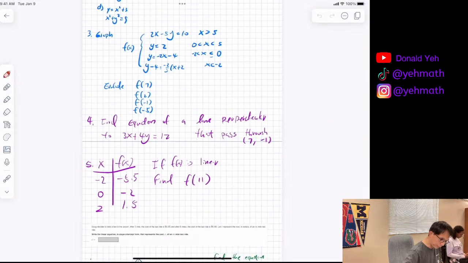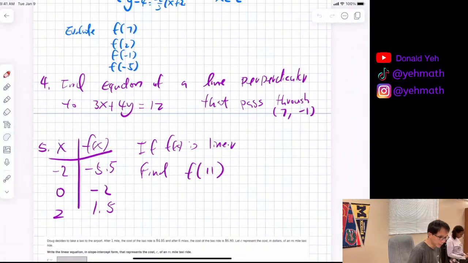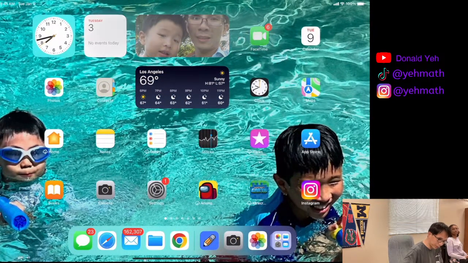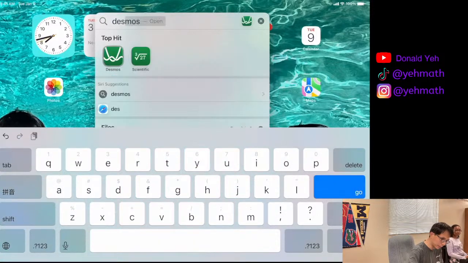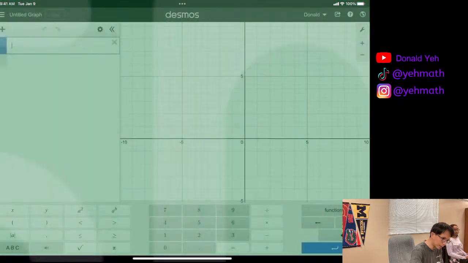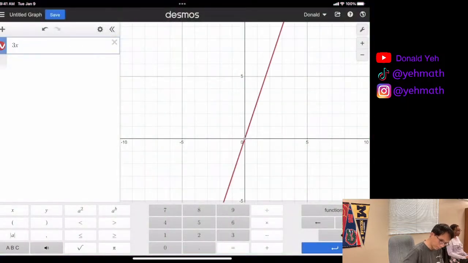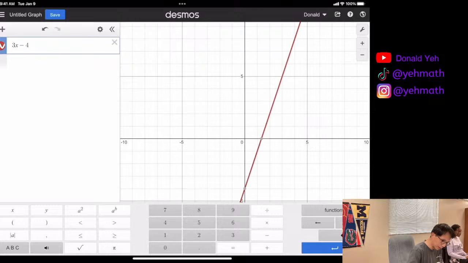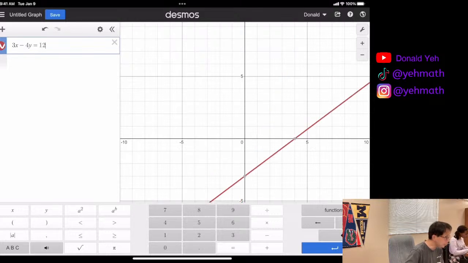So, question 4. A lot of people say find an equation of a line perpendicular to 3x plus 4y equal to 12. I'm going to show you the graph. Is that right? Oh, it's plus 4y. Okay, so let's change this to plus.